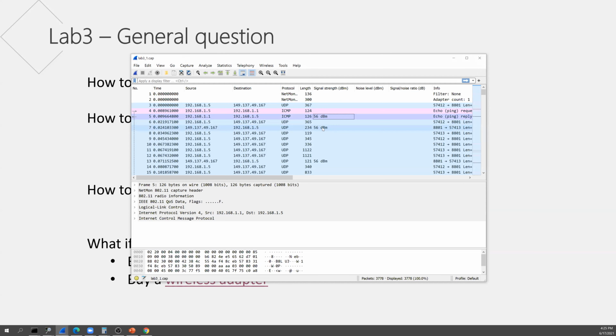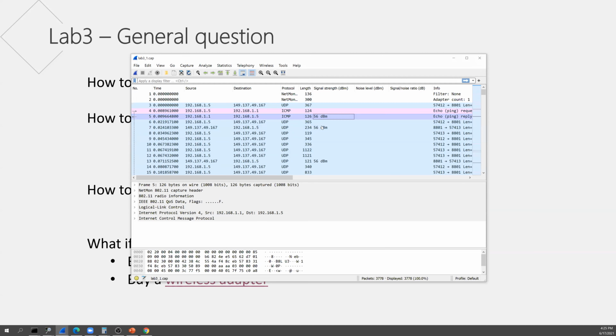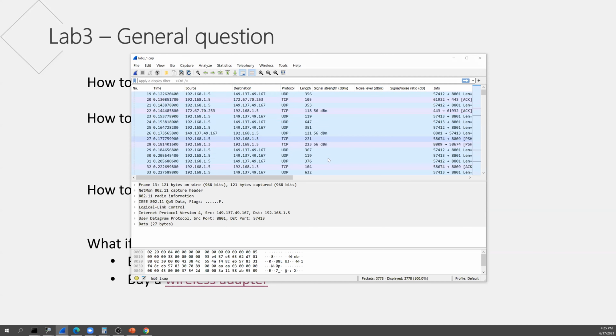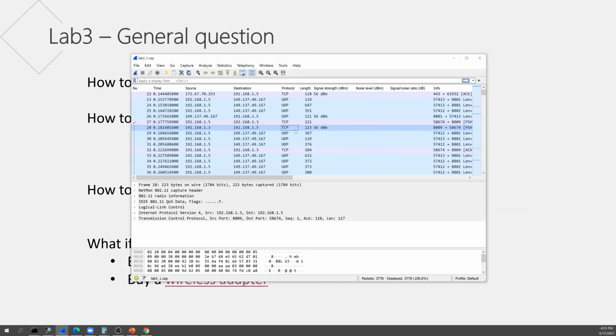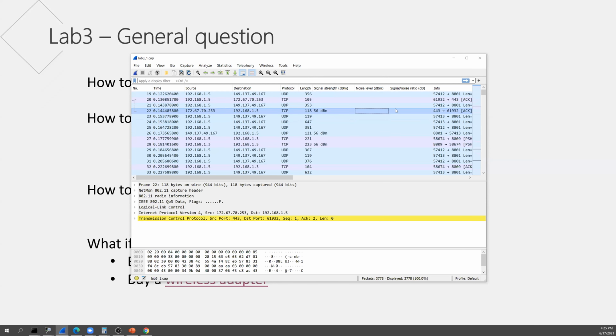It's something like this. You can see there is no 802.11, which is the raw wireless packet inside here, but I can still have some signal strength information inside the UDP and TCP packets, so I can use them. Does that make sense? So don't worry if you cannot capture the noise level and signal to noise ratio. We are not required to use them.